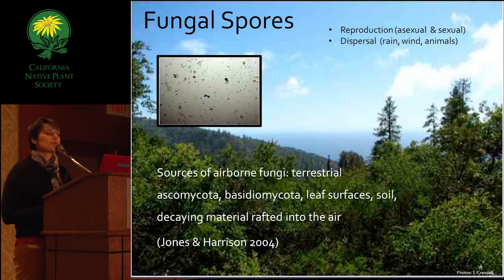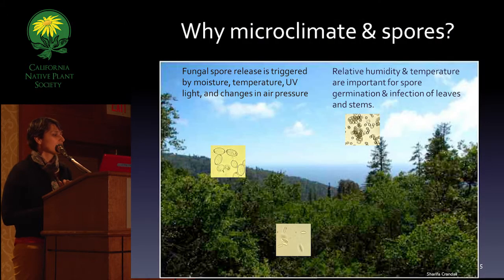And another way that spores can disperse into the air is during fire. It turns out that during firestorms, they can be launched into the air from updrafts and currents and then dispersed. So that's actually an interesting part of spore ecology. So today I'm really interested in talking about microclimate and spores, and why should we care? Well, fungal spore release is triggered by microclimate variables like moisture, temperature, UV light, even changes in air pressure. And relative humidity and temperature happen to be very important.